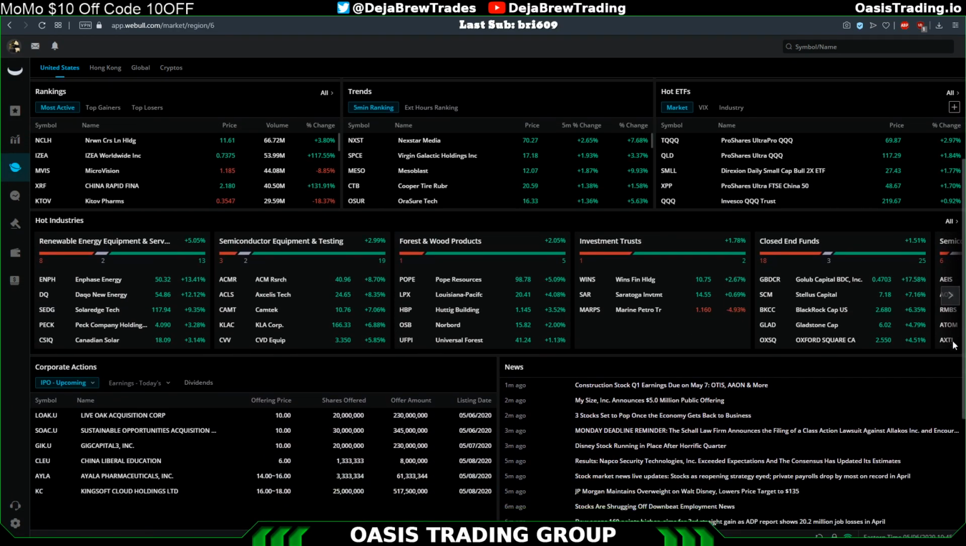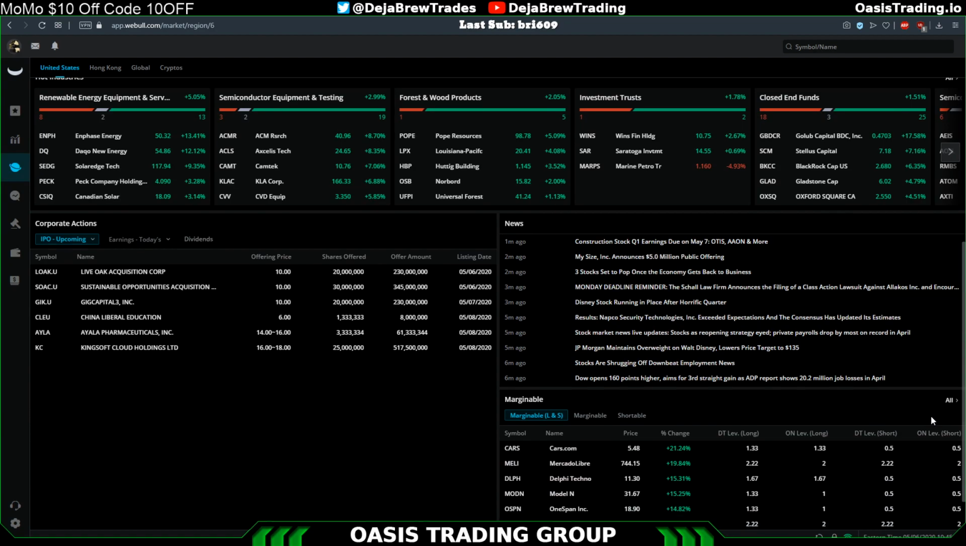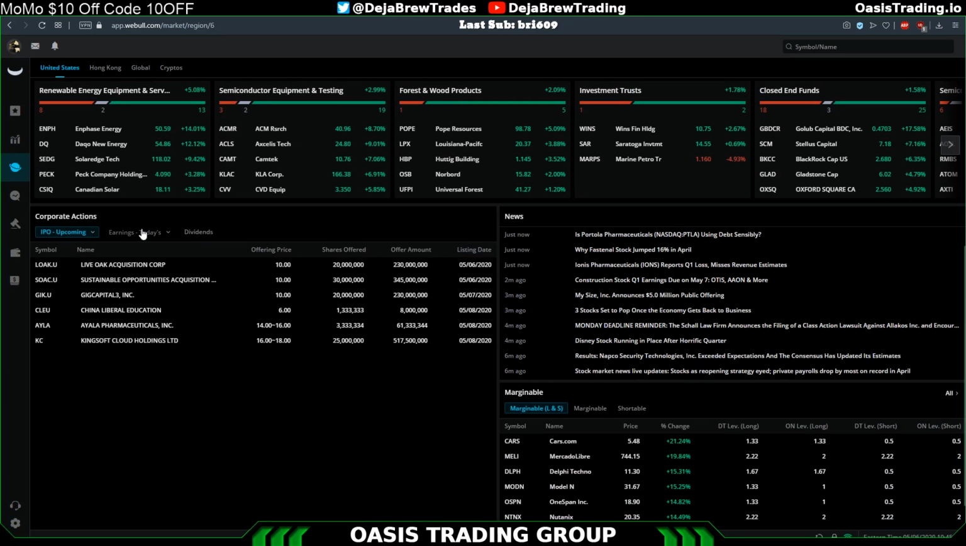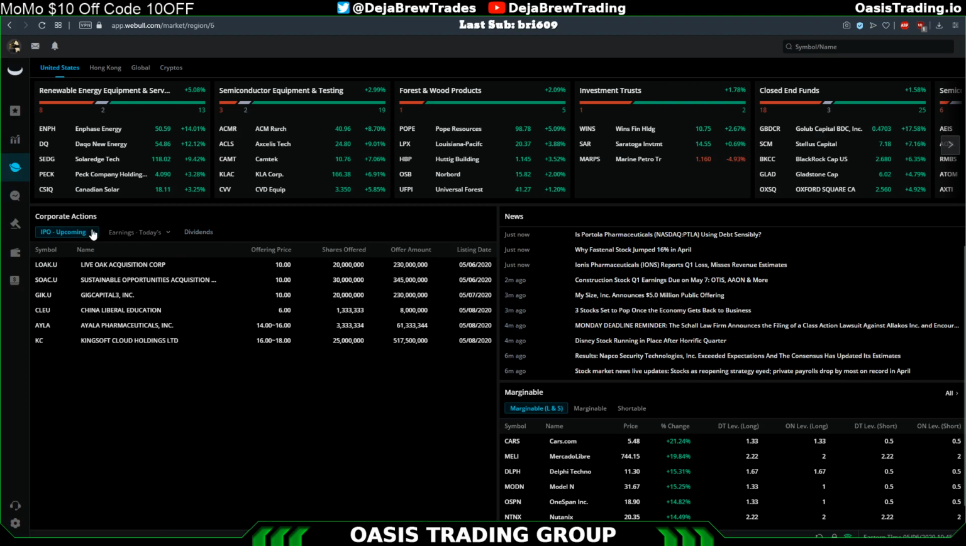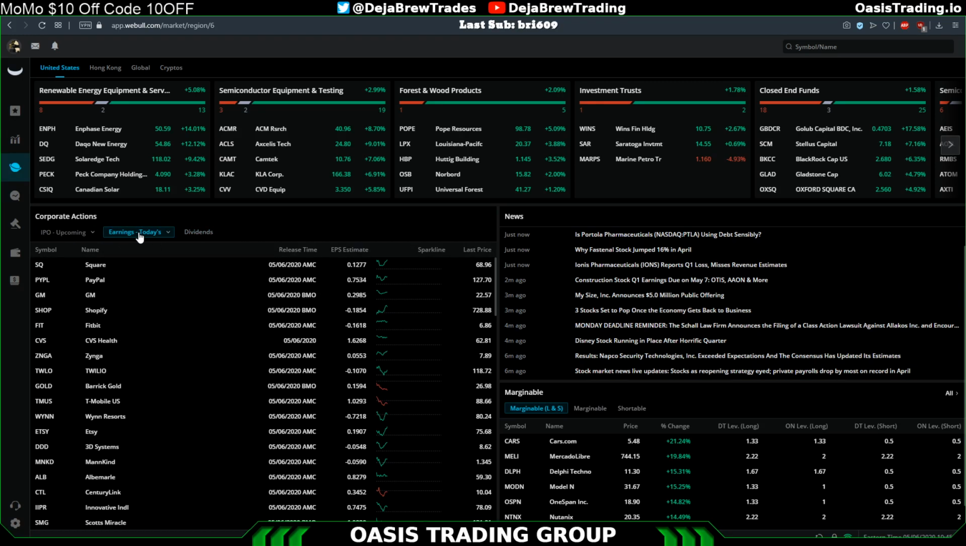Going down a little bit more here, you have corporate actions like IPOs. You could also go to earnings. You also have dividends as well. So if you're a guy who likes to trade news or you like to trade the earnings, you want to be looking down here because you have your news alerts down here on the bottom right, and you have your earnings alerts and your dividends alerts down here on the bottom left.